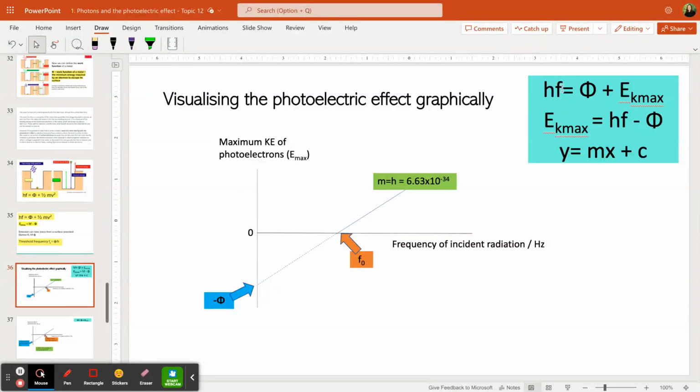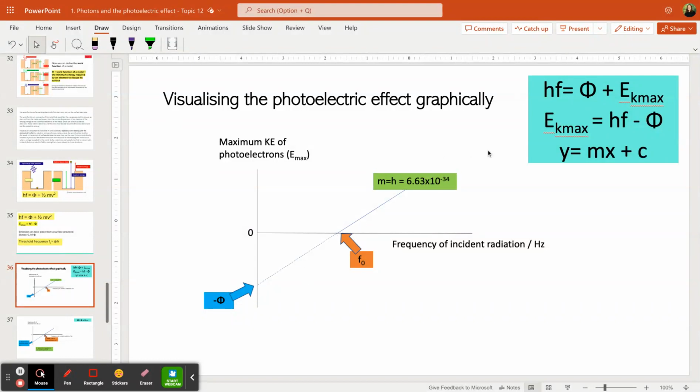Okay, so we've just said hf, the photon frequency multiplied by the Planck constant, equals the energy transferred, because that's the energy of the photon being transferred to the electron. We know that it is equal to the sum of the work function and the kinetic energy maximum. Okay, you can see kinetic energy is my y value on this graph. My x value is frequency. Okay, which means that the gradient of my graph must equal the Planck constant, and my y-intercept must be equal to minus my work function, okay?